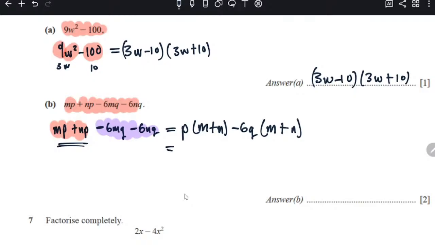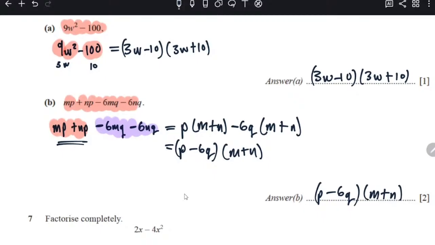So since the brackets are the same, you start with the things outside the bracket, which is p and the negative 6q. So it's going to be p minus 6q here multiplying m plus n. So there we have it, p minus 6q, and this is multiplying m plus n. And you'll be done. Are you seeing this, students?